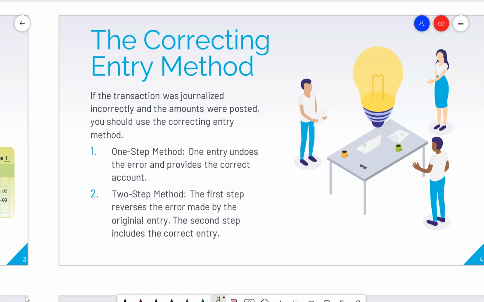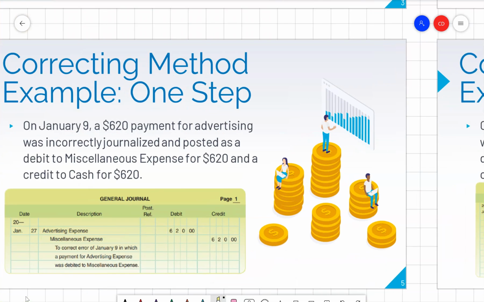So when you're working on the practice assignment, there's just 4 that you have to do on your own. You're going to have the choice to do one step or 2-step. So if you want to think it through and figure out how to make it a one-stepper, you could do that. Otherwise, you just reverse it and then make the correct entry. So let's take a look at a couple examples.